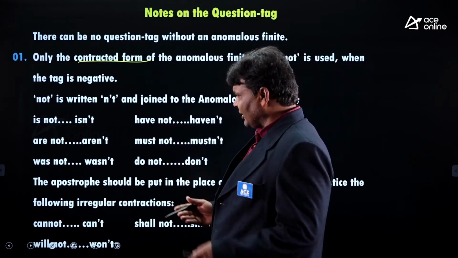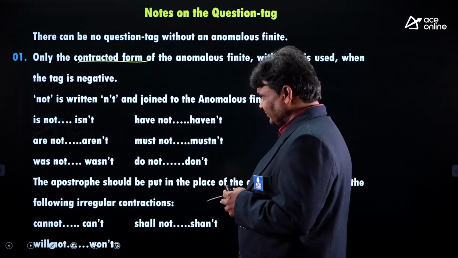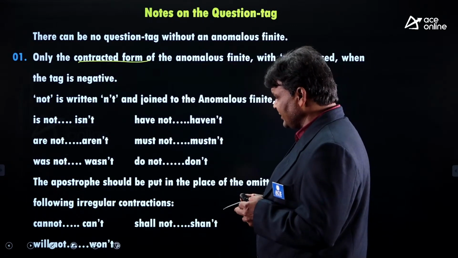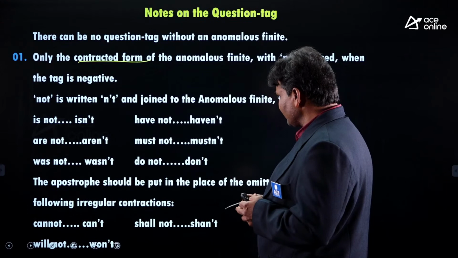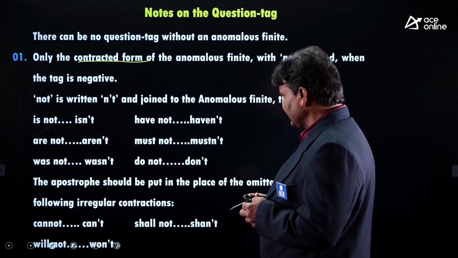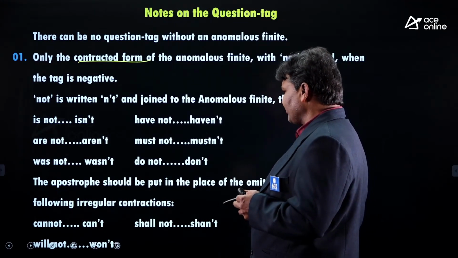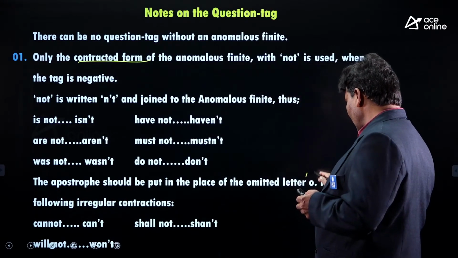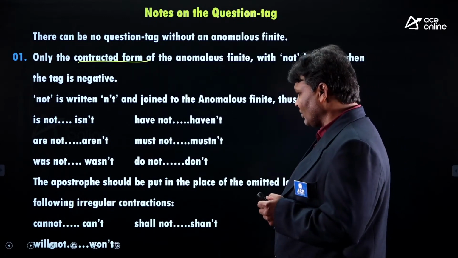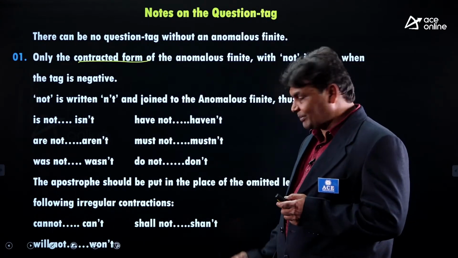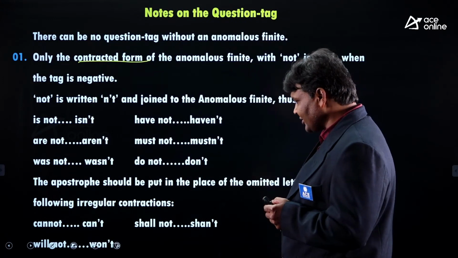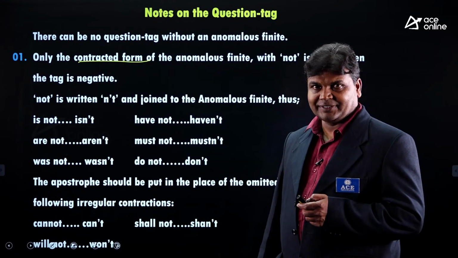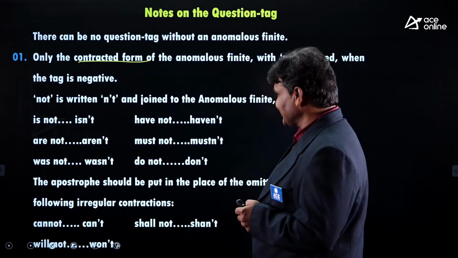Let us see the short forms I have given now for your convenience. Is not is written in the contracted form isn't, are not, aren't, was not, wasn't, have not, haven't, must not, mustn't, do not, don't. The apostrophe should be put in the place of the omitted letter O. Notice the following irregular contractions: cannot becomes can't, shall not becomes shan't, will not becomes won't. Right? I suppose you have got all those, students.